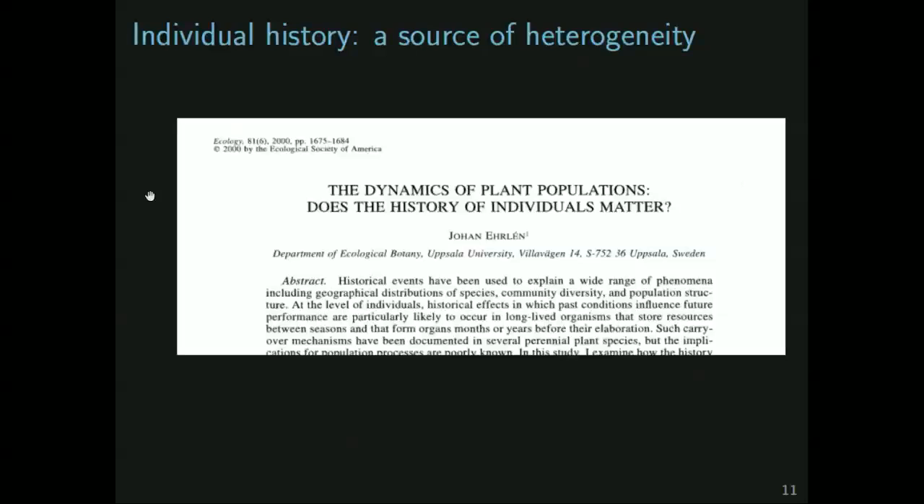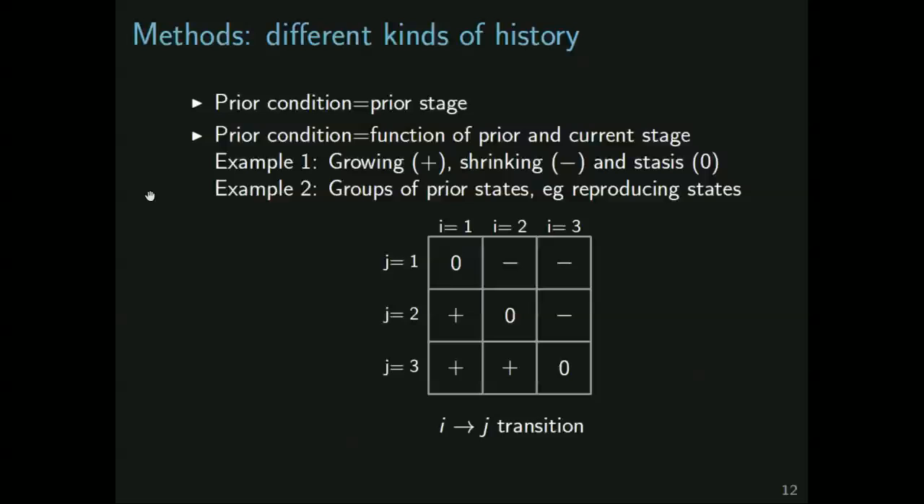So I haven't really defined yet what exactly I mean by history. We're just looking at one time step in the past, so short-term history. And then we've sort of categorized different types of history into two things. The simplest kind of prior condition that you might consider is where you just consider the full prior stage. So if you have S current stages, for example, 100 sizes, then you have 100 times 100, so 10,000 possible second-order states, because it's all the transitions.